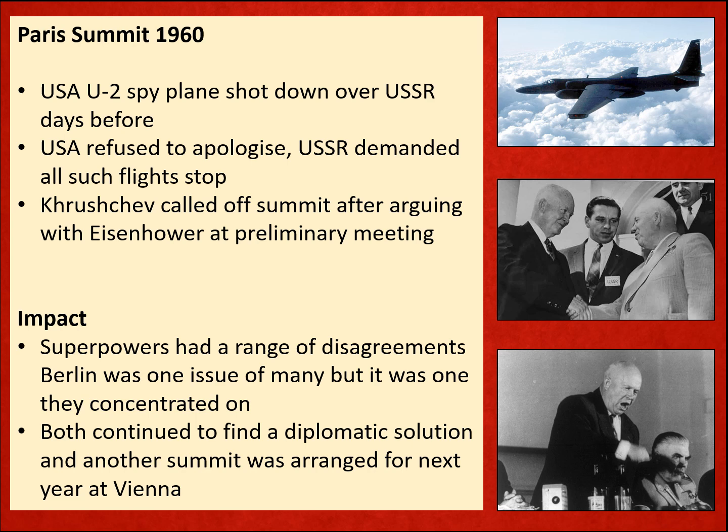Now, the impact of this failure showed how Berlin was a centre point for superpower tension. There were many issues between the two sides, but Berlin was one that concentrated both of their attention. Yet despite the failure of the Paris summit, diplomatic moves continued and another summit was arranged for next year. And this might give you an idea that both sides, although very hostile towards each other, clearly didn't want to go to war over Berlin. Both wanted ultimately to avoid confrontation, but still both sides were determined to get their own way.